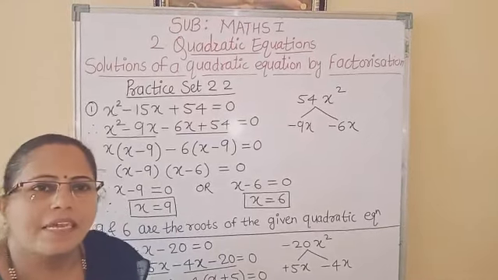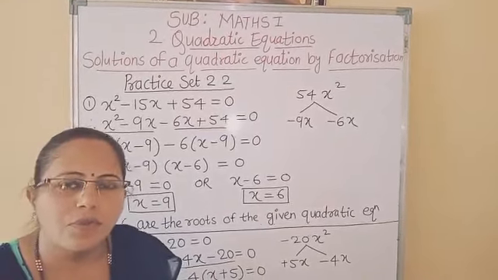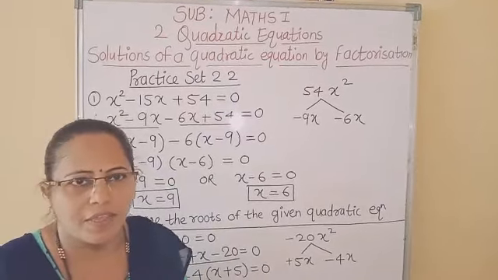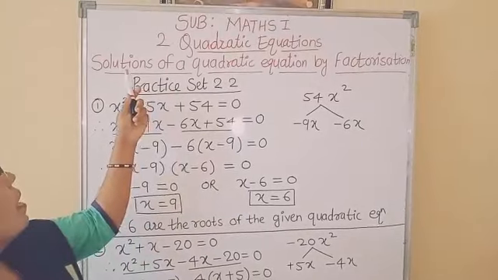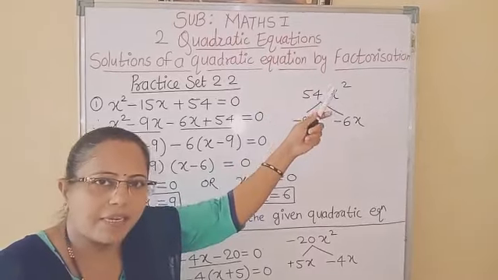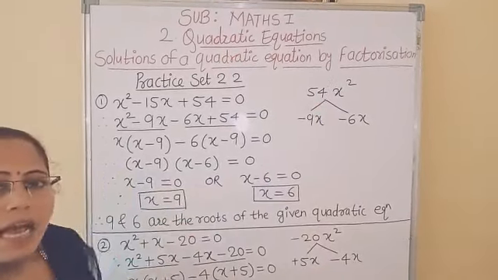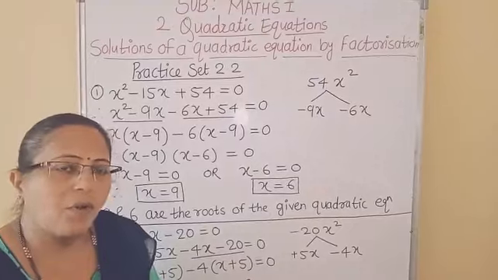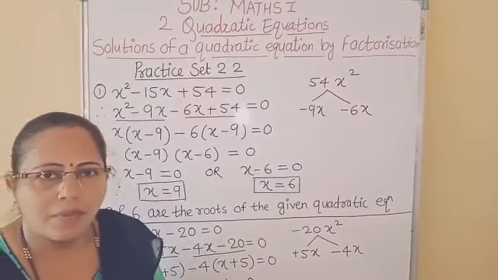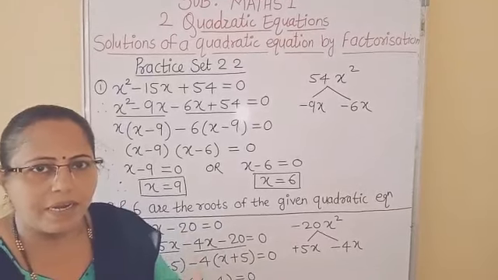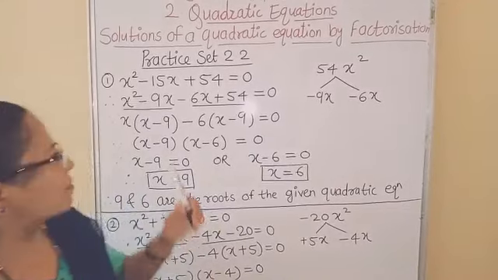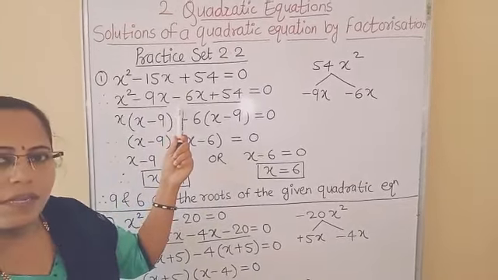Students, in the previous lecture we studied what the roots of a quadratic equation, or the solution of the quadratic equation, are. Today we will see how to find solutions of a quadratic equation by factorization. Last year in 9th standard you already studied how to find the factors of a quadratic trinomial. We have to split the middle term to find the factors of a quadratic trinomial. That method we have to follow to solve the quadratic equation.